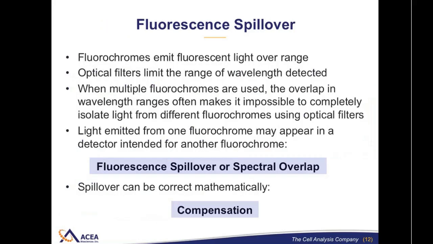So to summarize, fluorochromes emit light over a range of wavelengths, and even though filters direct and limit the wavelengths of light collected in a certain detector, the light can still be collected by other detectors. And again, this is called fluorescence spillover or spectral overlap. Spillover can be corrected for mathematically, and this process is called compensation.